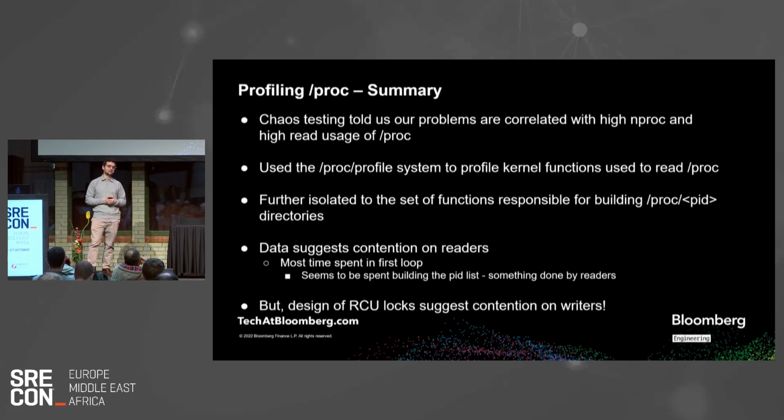And again, just to summarize what we've done so far, chaos testing told us that our problems are correlated with high nproc and high read usage of /proc. We used the /proc profile subsystem to profile the kernel functions used while reading. We further isolated the set of functions responsible for building the /proc PID directories. And we found that our data suggests contention is on readers, as most of the time is spent in the first loop, and it seems to be spent building the PID list, something that is done exclusively by readers. Again, the design of the RCU lock suggests contention on writers, so there's still a bit more investigation to be done, but for now, this is enough information for us to take action.